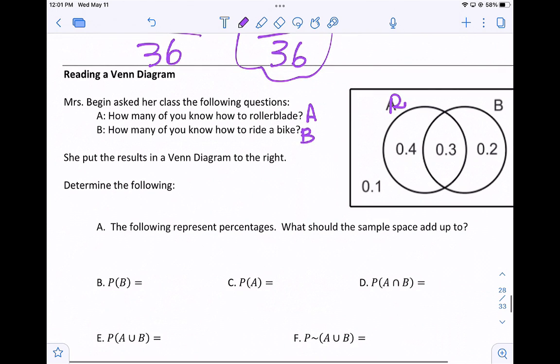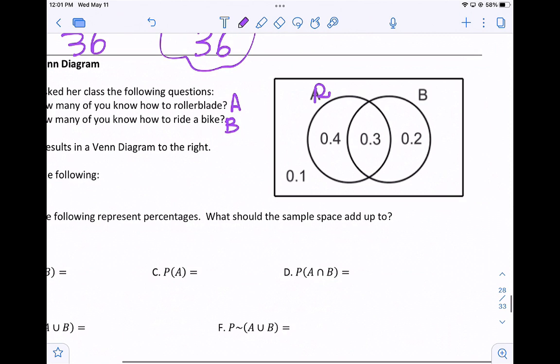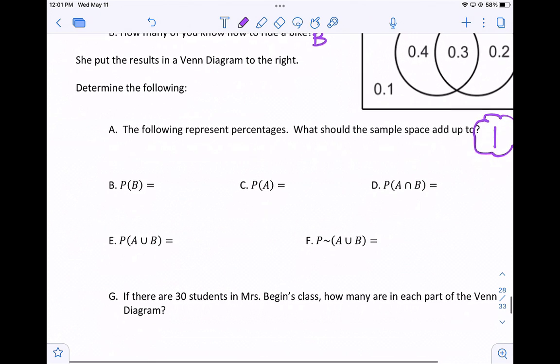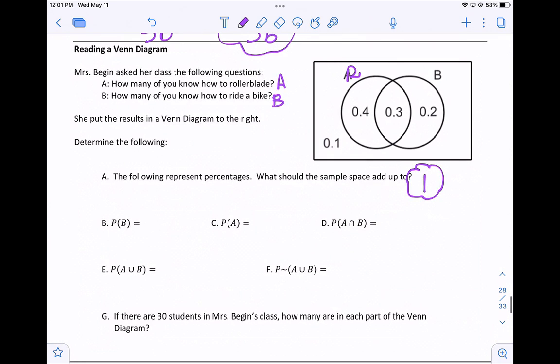All right. She put the results in a Venn diagram, determining the following. The following represent percentages. What should the sample space add up to? So if these are percentages, they should add up to 1, which is 100%, and they do. So what's the probability of B, that the student knows how to bike?